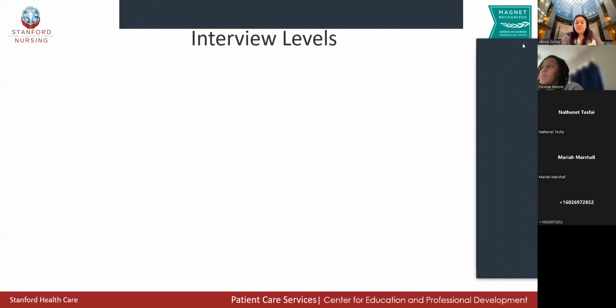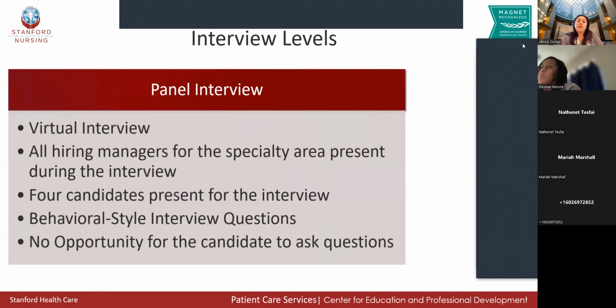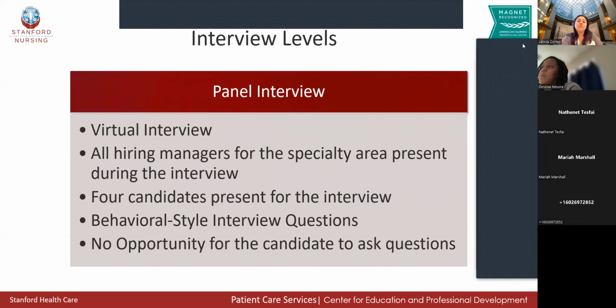So we have interview levels of what I talked about. And so what we were just talking about and showed you on that graph was panel interviews. Panel interviews are in a virtual format, and it's based on per specialty. So if your specialty preference was the medicine department as your first choice, second choice surgical, third choice oncology, we try to place you in the areas that you preferred based on how you scored in the process.